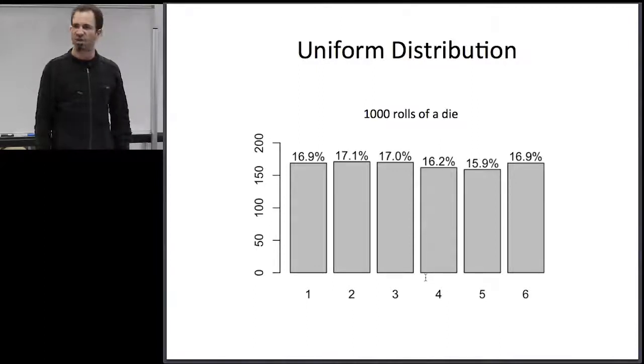But a distribution is a theoretical thing. You don't have a distribution. A distribution is your model, your idea of what's going to happen. If you actually roll the die, you get a little bit of variation. And that's okay, we expect that. What I think most people don't expect is how much variation there is.